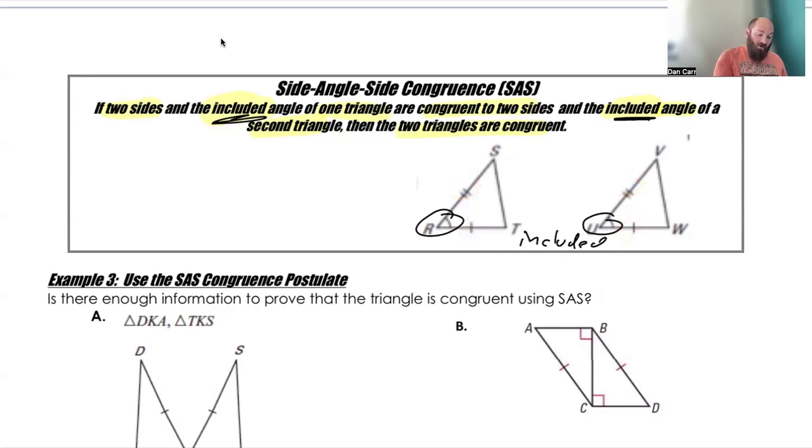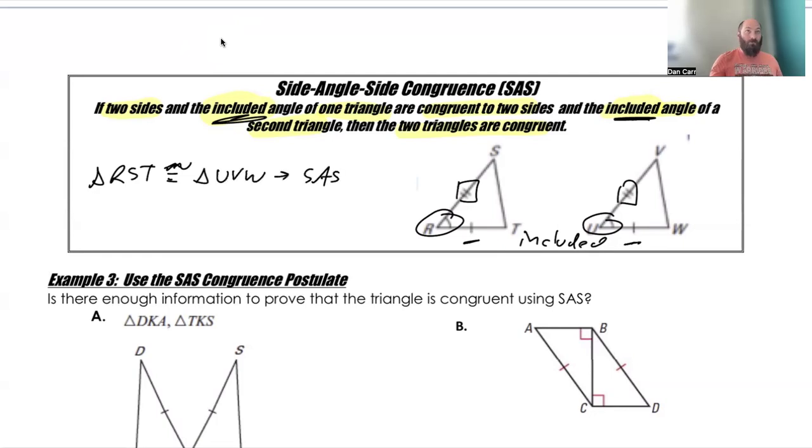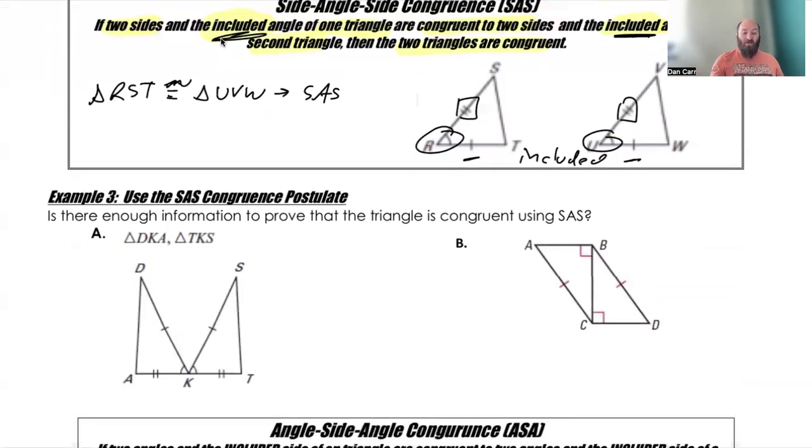So because our included angles and our pair of sides here and a pair of sides here are congruent to each other, that means that triangle RST is congruent to triangle UVW due to side angle side. Okay, so let's take a look at that here in these diagrams.